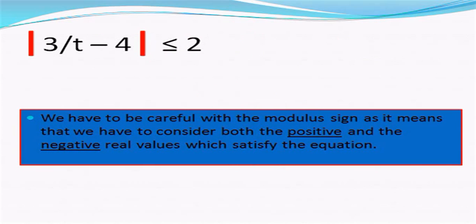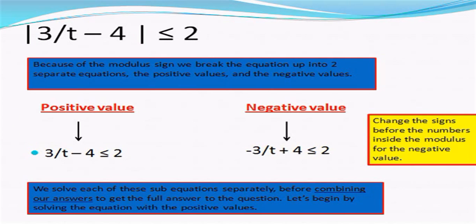And remember, with modulus signs we have to be careful because we have to consider both the positive and the negative real values that will satisfy the equation. So to get around this, we'll break the equation up into two different parts. Firstly, we'll take a look at the positive value of 3 over t minus 4, and secondly the negative value of it. We do this by multiplying 3 over t minus 4 by plus 1 to get the positive value, and then to get the negative value we multiply 3 over t minus 4 by minus 1, and we get minus 3 over t plus 4.